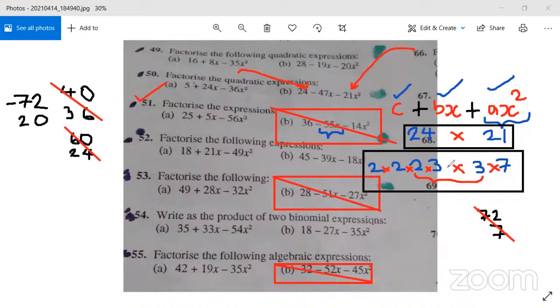This is 18. Okay, let me write that down. We'll have 18 and we'll have 28. Yep, this is not going to work either. Not going to work. So what do we do? What do we actually do? What do we do with this?